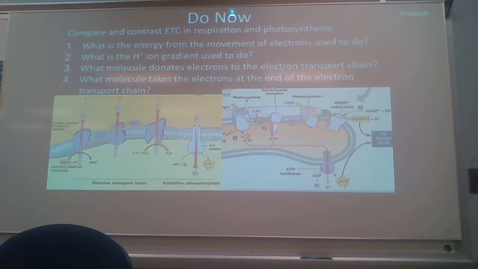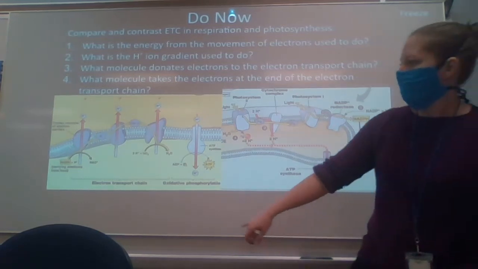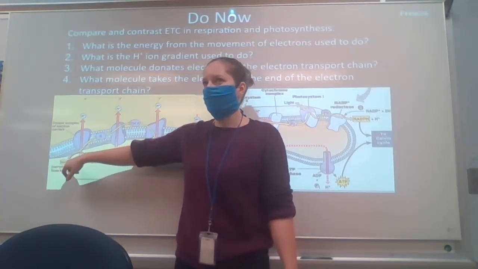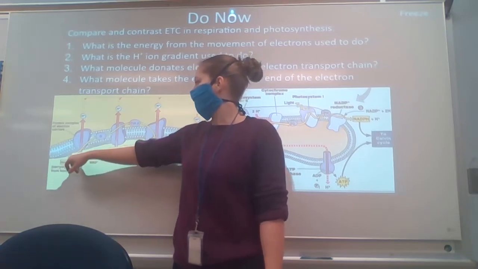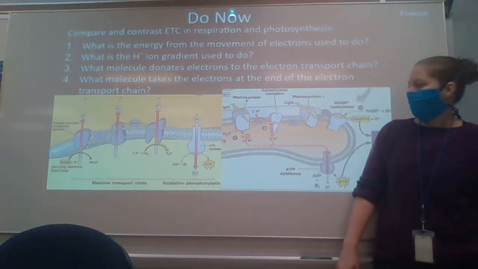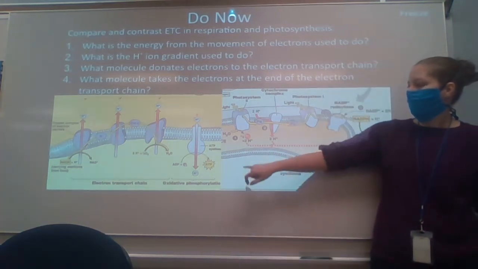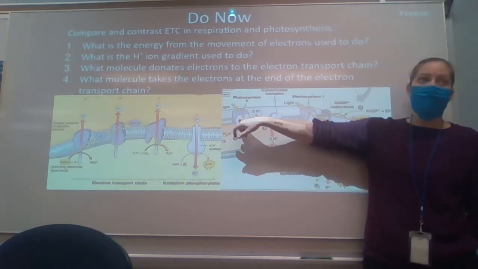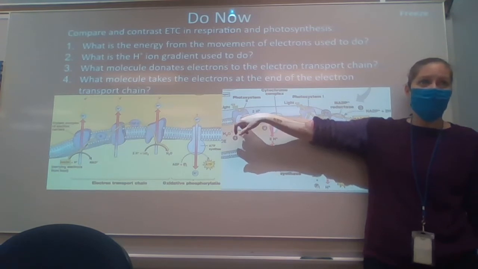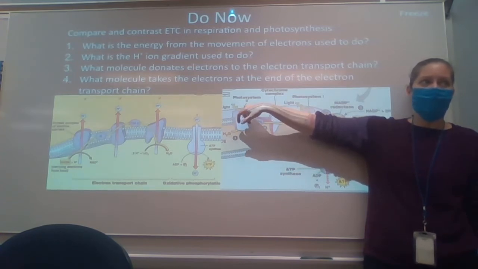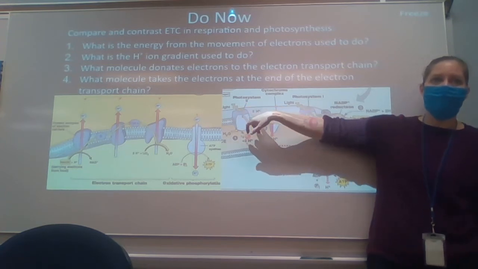Number 3, this is the difference between the two. What molecule donates electrons in cellular respiration? It's our NADH, our electron carrier. And those are very high energy, so they're going to get pulled all along on their own. In the light dependent stage of photosynthesis, that donator is water. Okay, and those electrons need a push. And what energy is providing that push? The energy from the sunlight, right? Chlorophyll is in these photosystem proteins here, and it's absorbing that sunlight and causing those electrons to be pushed along.